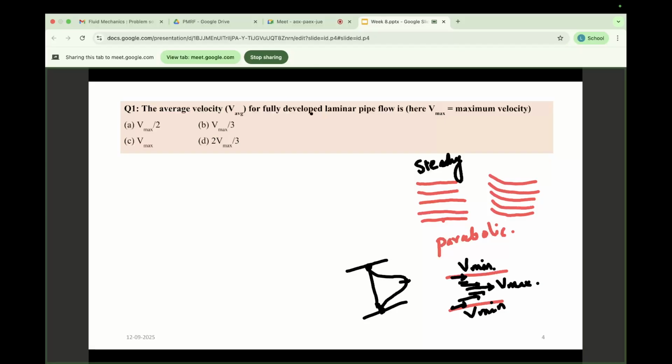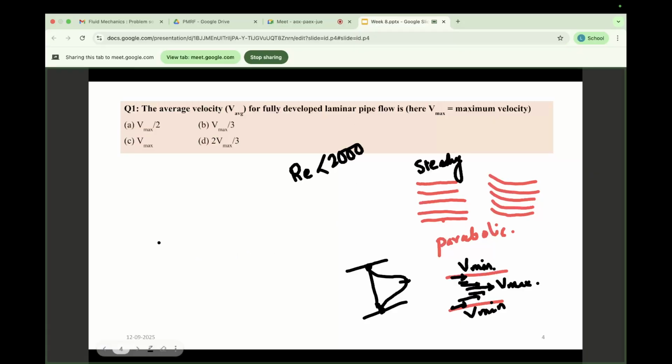Basically there is a number, the Reynolds number, which we studied in the previous class. If this Reynolds number is less than 2000, then we know that it's a laminar flow.